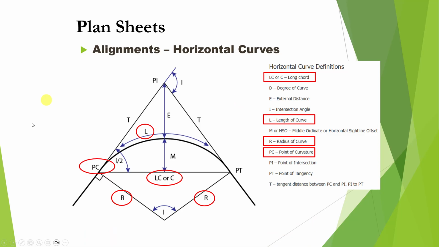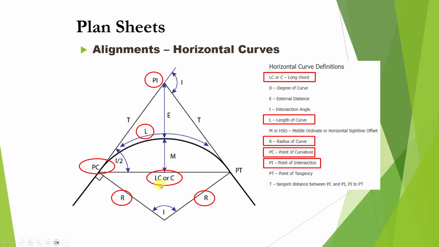Then you have point of curvature, and this is your beginning point. So you got a tangent section coming in. So we're coming in a straightaway. We got a bearing, whatever that might be. It might be north 45 east or whatever. But you're coming in, and when you hit this point, that's your point of curvature. That's the beginning point of your curve.